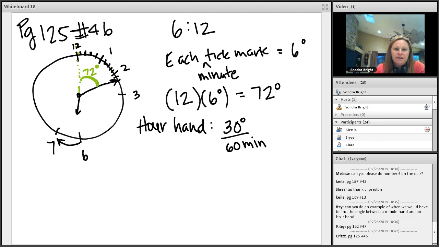So our hand does 30 degrees in 60 minutes, but it's only been 12 minutes. So you'll do 30 degrees in 60 minutes, and we'll go times 12 minutes, since it's 6:12, over 1. The minutes will cancel. And what is that?